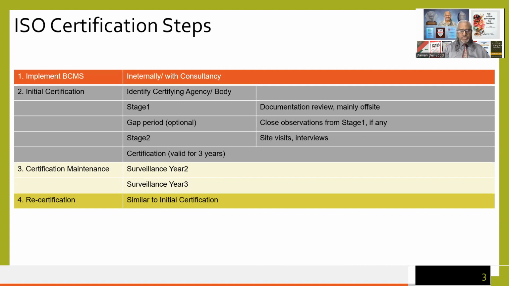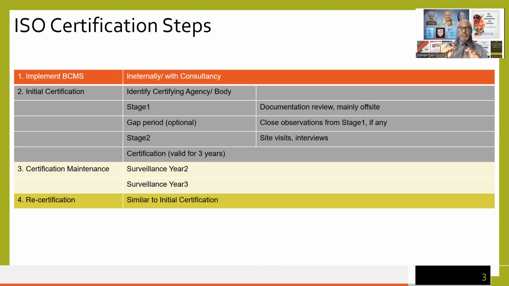Based on their observations, there may be a gap required after stage 1 assessment. That's where you will be closing those observations. And then comes stage 2 of assessment. That's where this agency will come into your office, will conduct some interviews, meet people, site visits, etc. If any queries are left unsorted from stage 1, those will also be worked upon. Once they are satisfied, you have passed the assessment successfully, your certification is issued, which is valid for 3 years.